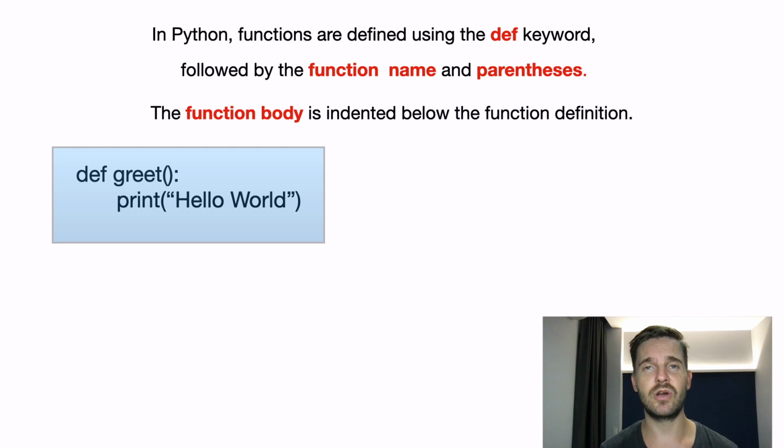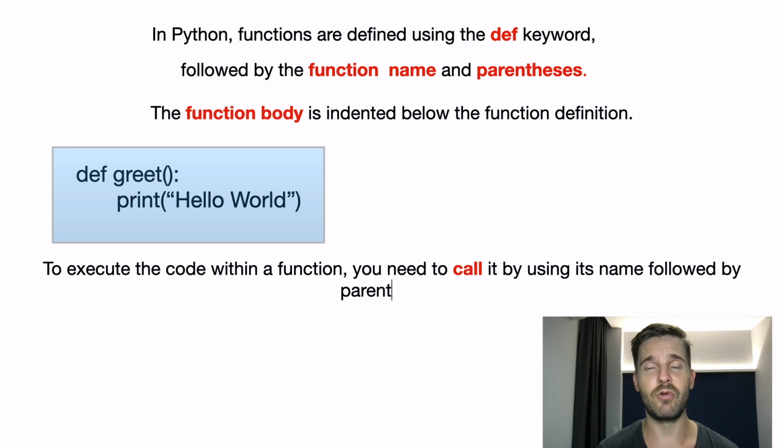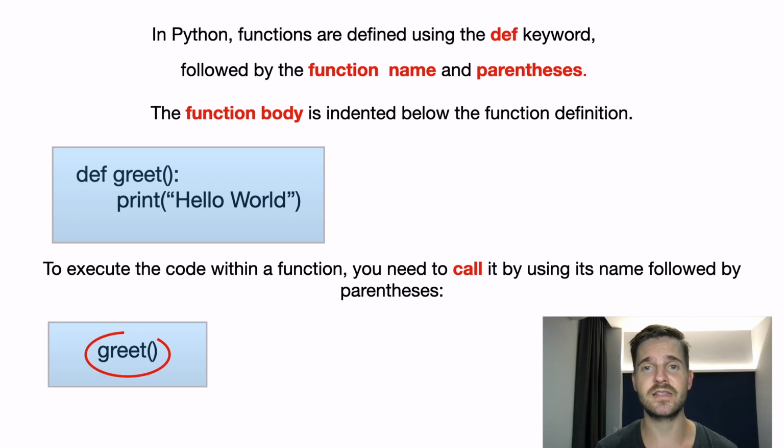Okay, look on the screen. You can see an example of the function. And if you want to execute the code within the function, you need to call it by using its name followed by parentheses. The function call triggers the function to perform its specific task. Look at the screen, you can see how to call the function of our example.